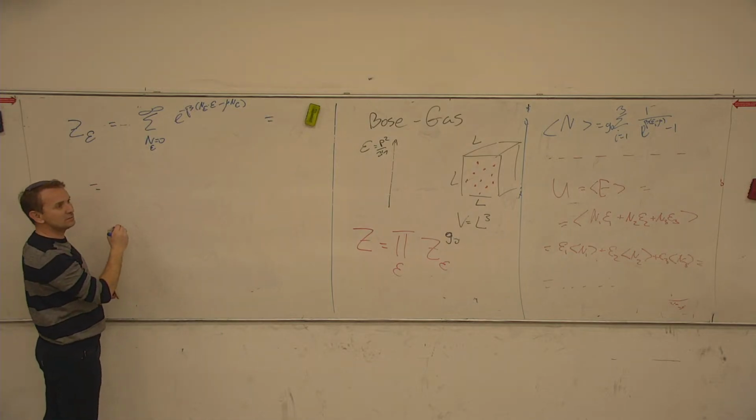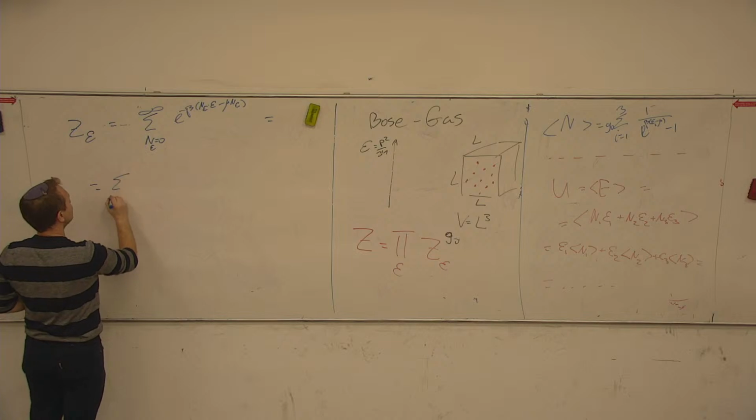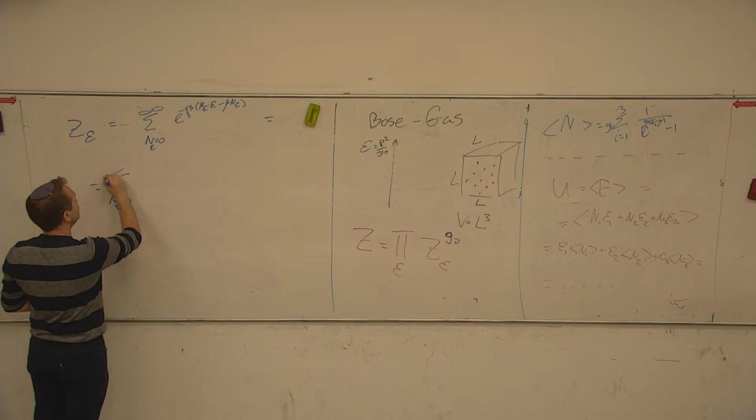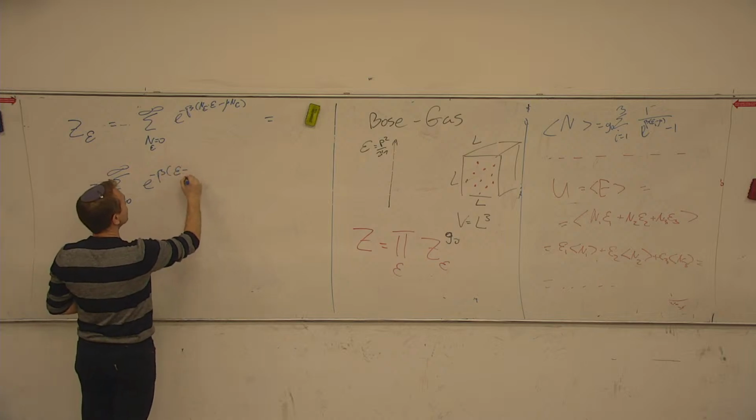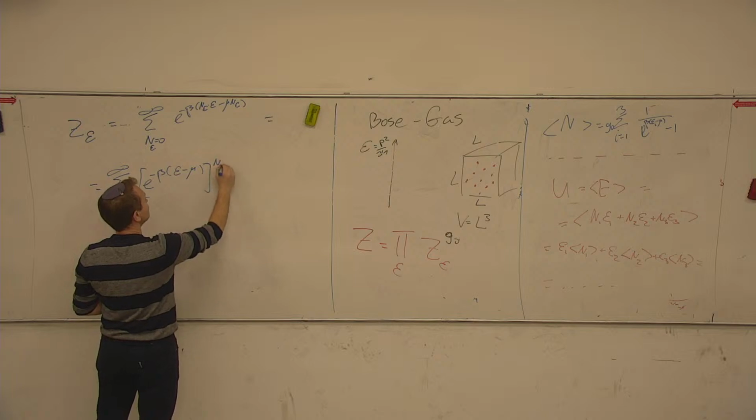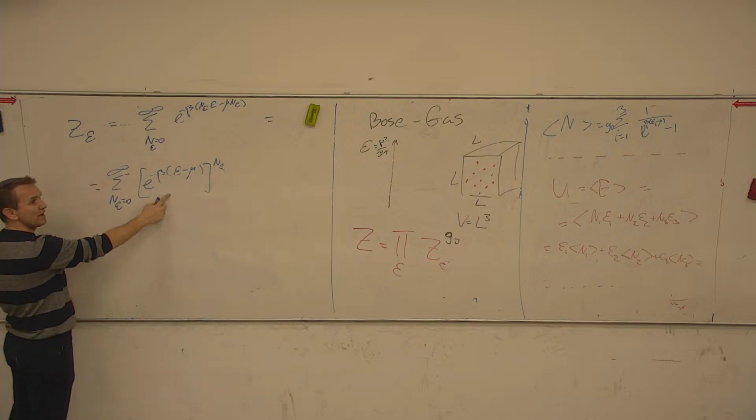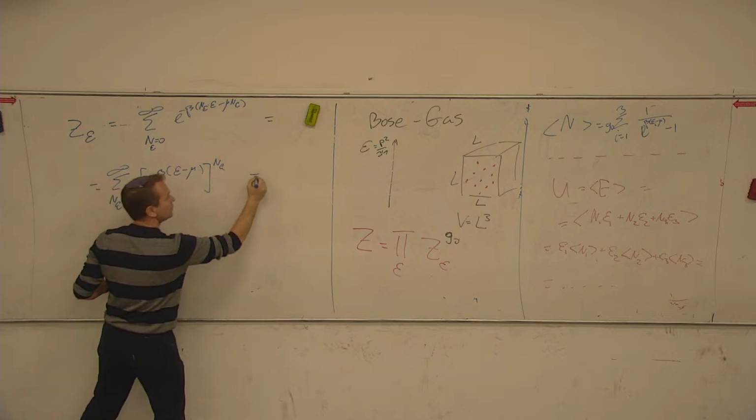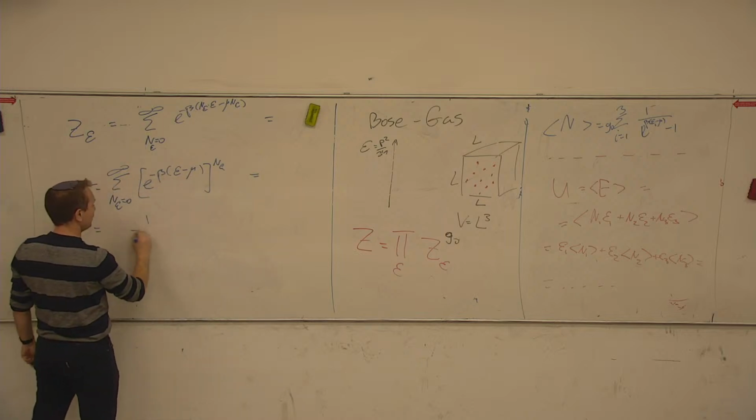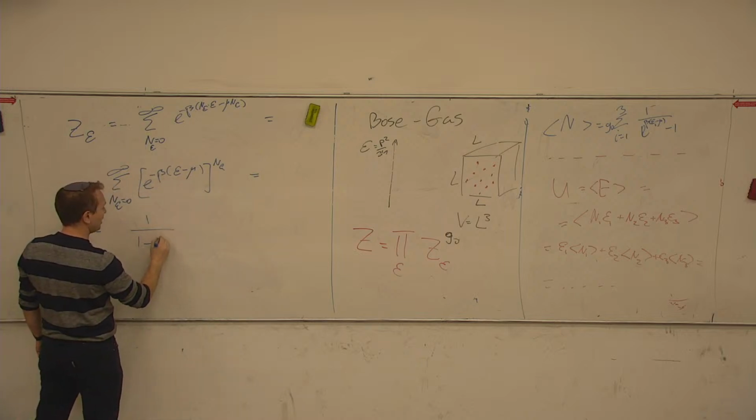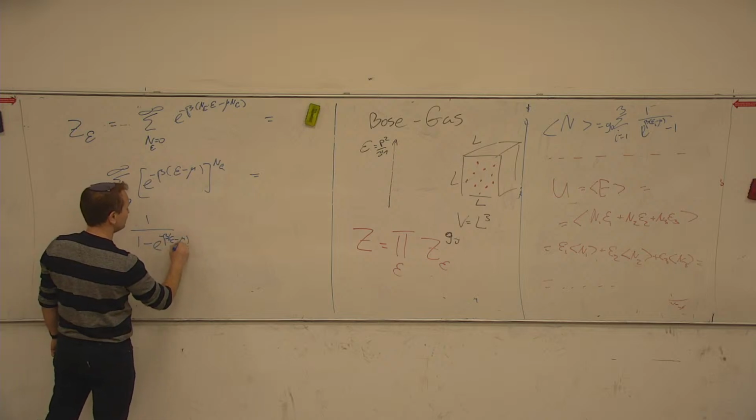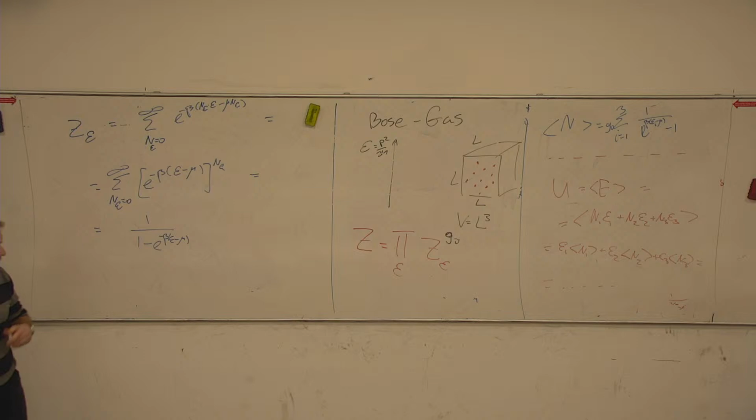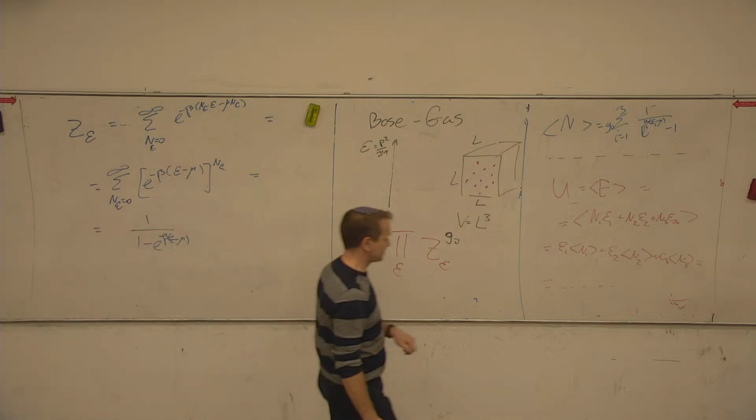Now, it's the same summation as we had before. The sum over n epsilon from 0 to infinity of e to the power minus beta, epsilon minus mu, to the power of n epsilon. It's a geometric sum. So it is simply 1 over 1 minus e to the power minus beta, epsilon minus mu.